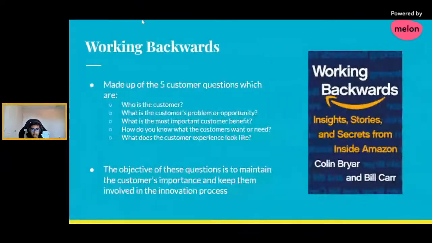Next, let's discuss working backwards. This is made up of the 5 customer questions that you continuously come back to. These are: who is the customer? What is the customer's problem or opportunity? What is the most important customer benefit from the product? How do you know what the customer wants or needs? And what does the customer experience look like? The objective of all of these questions is to maintain the customer's importance and keep them involved throughout the innovation process.